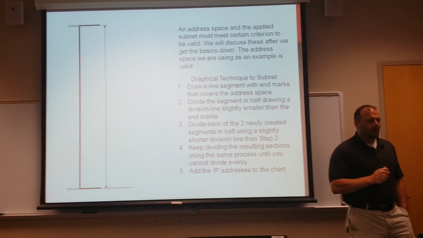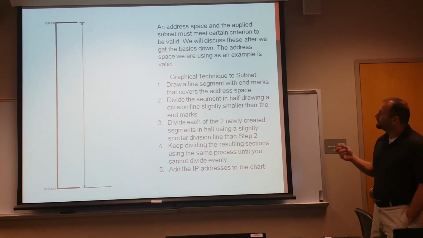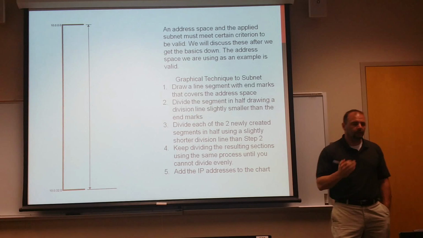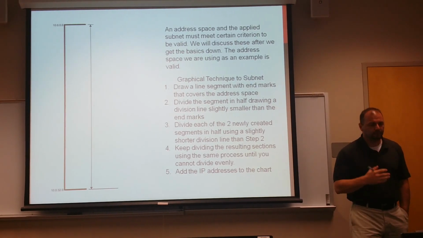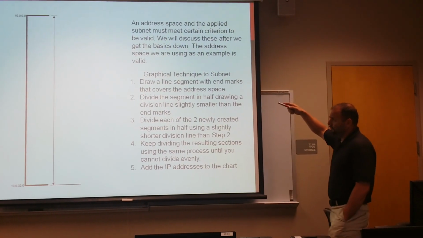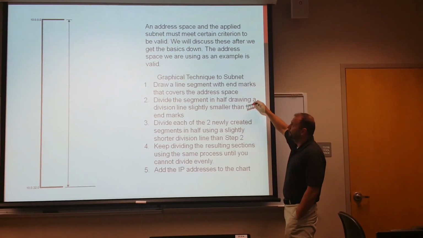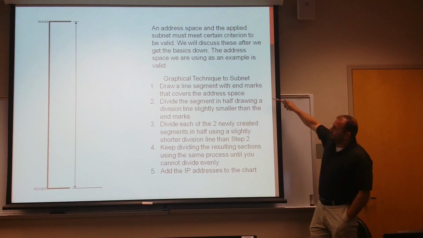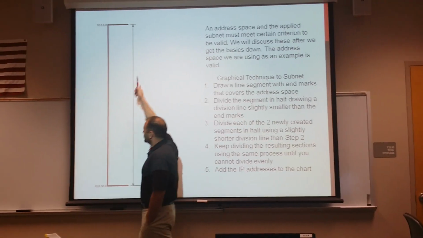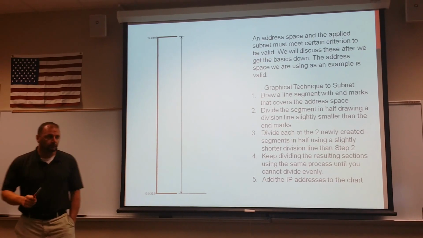So here's what we're going to have. We have our address space, and we're going to apply a subnet. Well, to be valid or to be useful, it has to meet certain criteria, and we're going to discuss that a little bit later once we get these basics down. So for the address, we can assume that our address space is valid. Our technique: first thing we want to do is draw our space out, which we've got here. We start at 0, we end down here at 32.